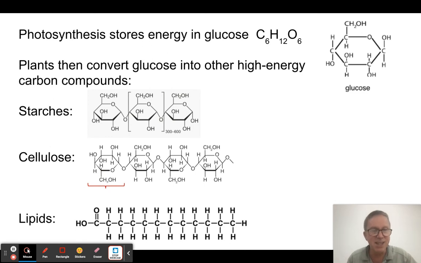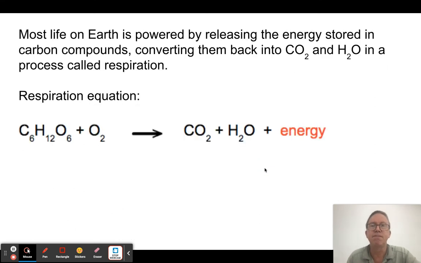Now, cellulose is less easily digested. Very, very few organisms have the ability to digest it directly. Cellulose is basically what wood is made out of, the rigid part of plants, a structural material, very durable. Another thing that plants make is lipids, or fats. So sugars, fats, starches, and structural materials, cellulose.